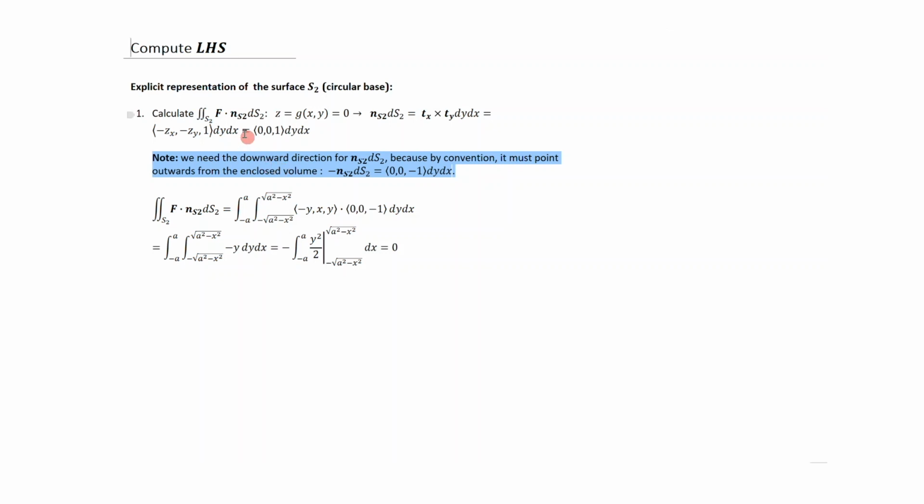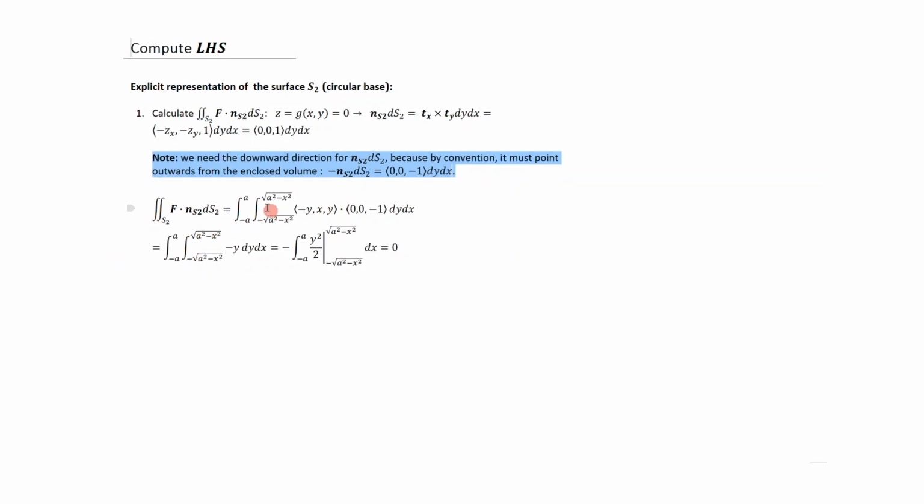We basically have to multiply this through by -1. And so the appropriate differential surface area vector direction to take is the one that's shown here, which is 0, 0, minus 1, dy dx. All right, so we are now basically ready to do the calculation of the flux.